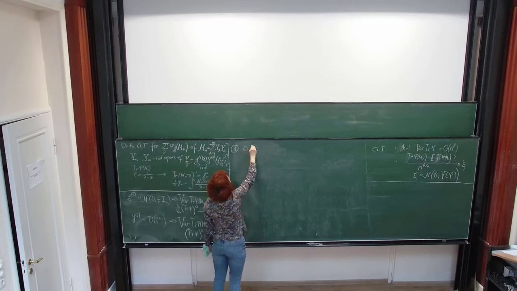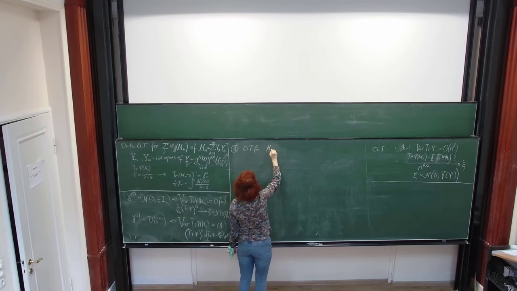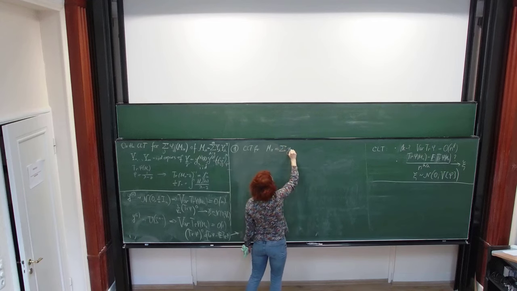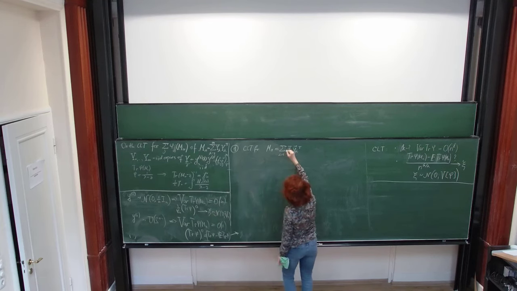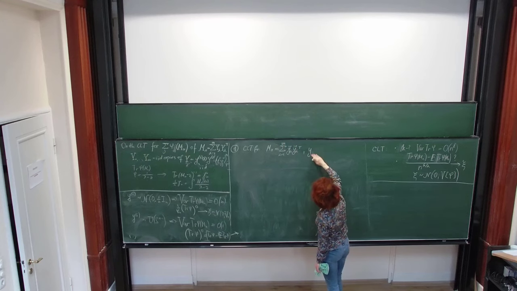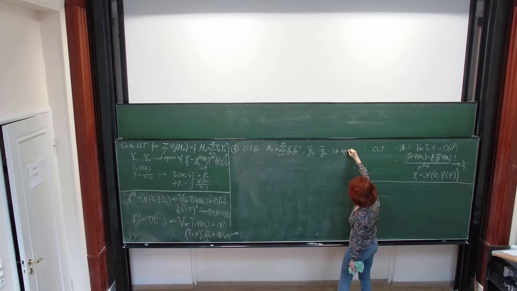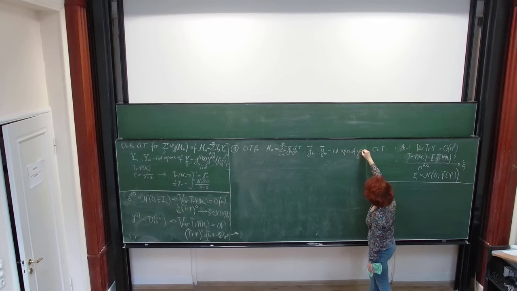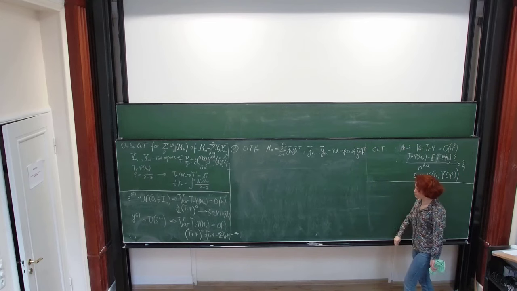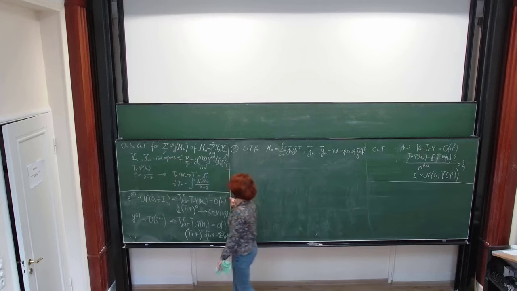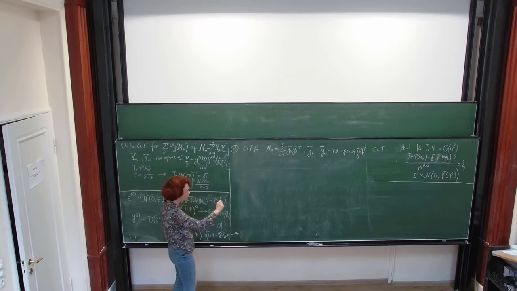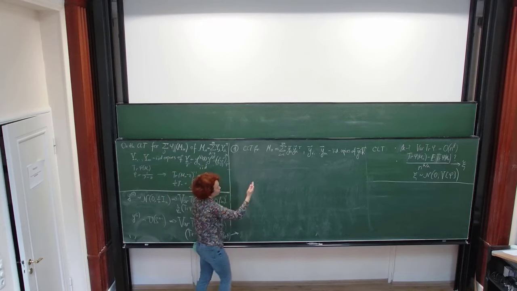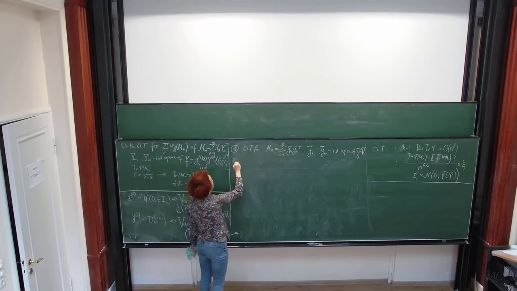So the CLT is for the case when M is just the sum of alpha_i alpha_i transposed, where the alpha_i are i.i.d. copies of a random vector in R^n. I presented already the result on convergence of the empirical spectral distribution, so what do we need from these vectors to have the CLT? The conditions look like this.